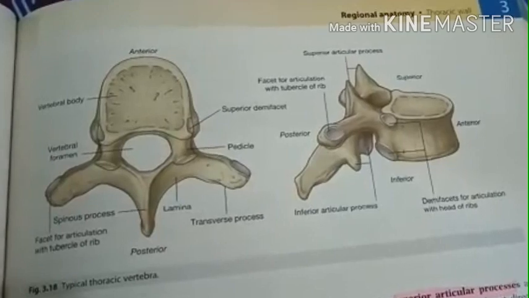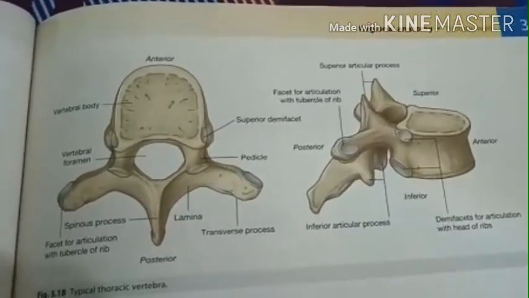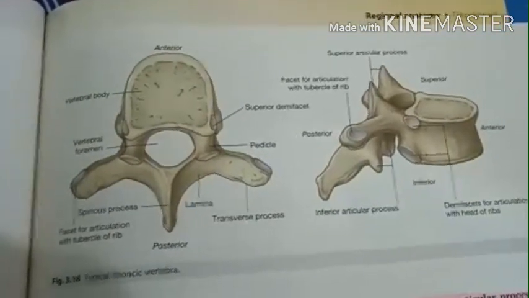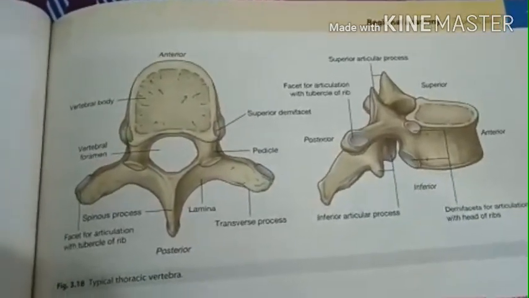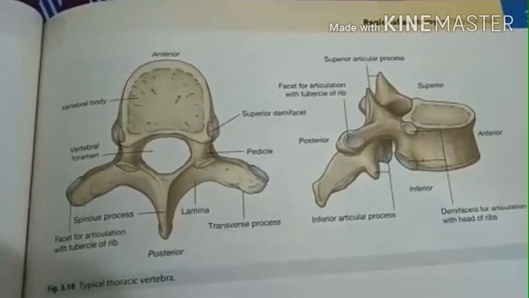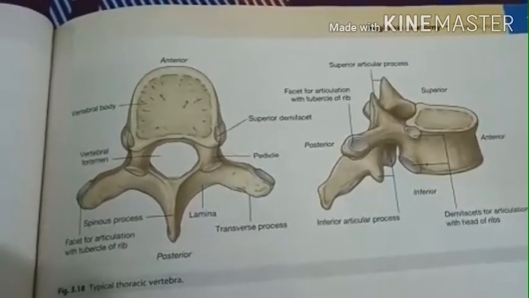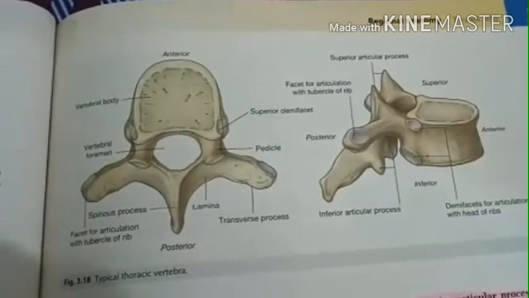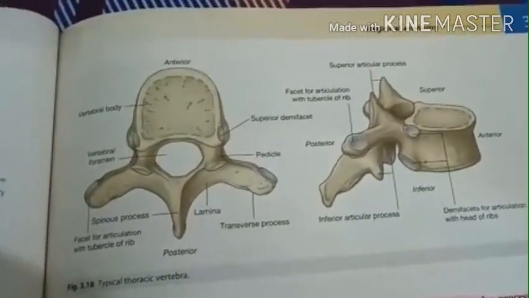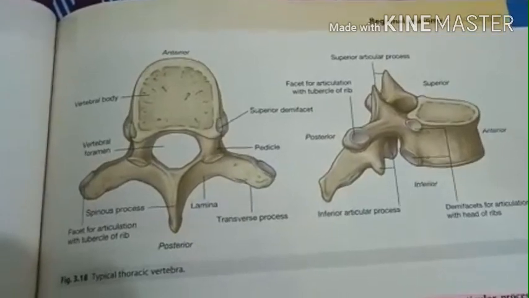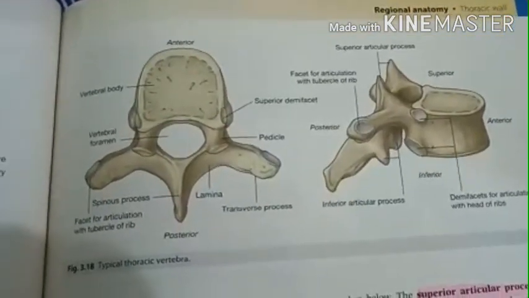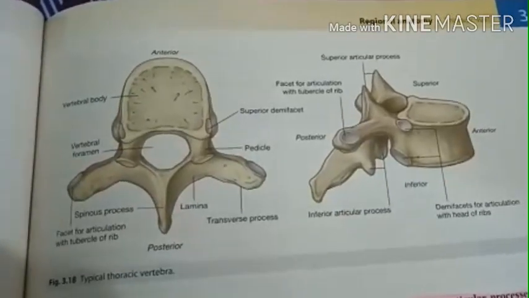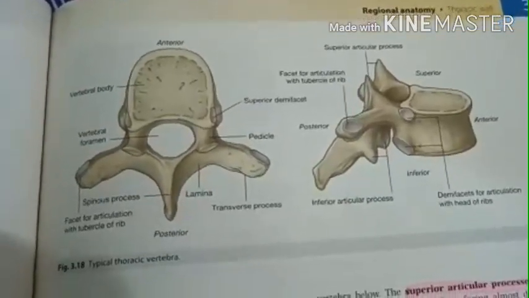About a typical thoracic vertebra. A typical thoracic vertebra consists of a vertebral body, as you can see in the two pictures in two different views. Posteriorly, there is a spinous process. Laterally, there are two transverse processes. In the center, there is a vertebral foramen, through which the spinal cord passes. There are also many facets and articular processes.